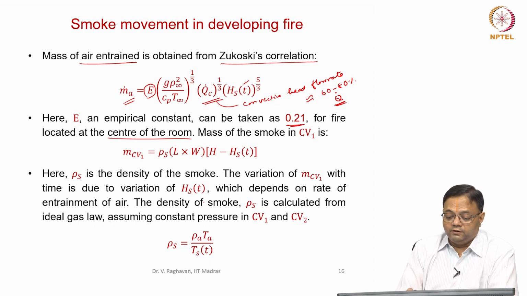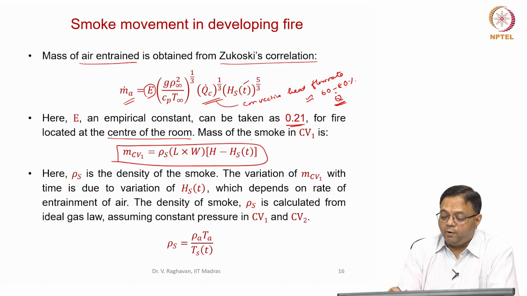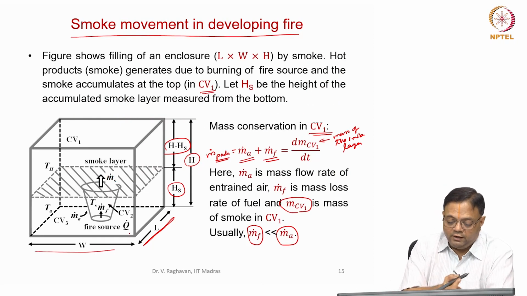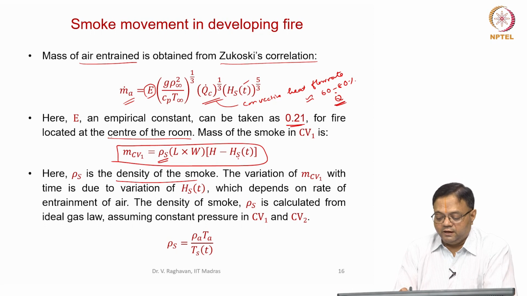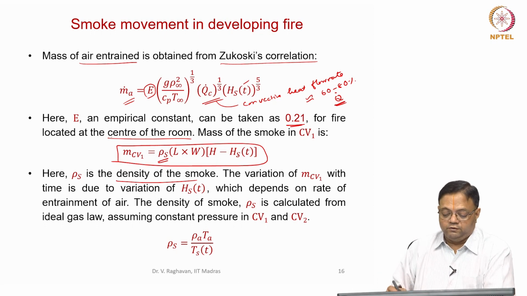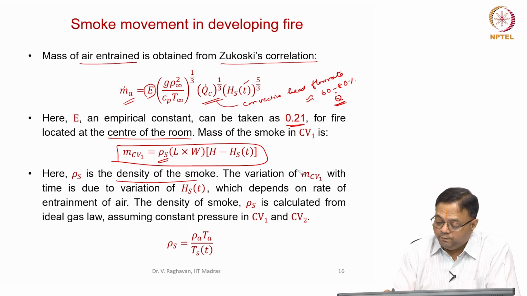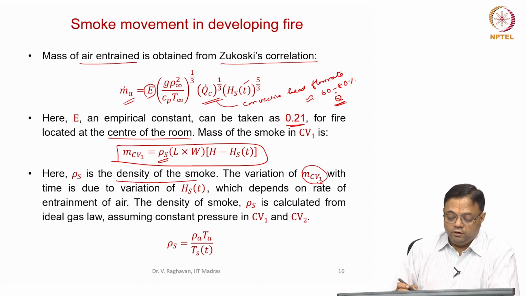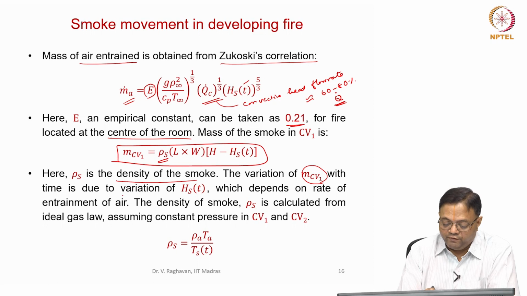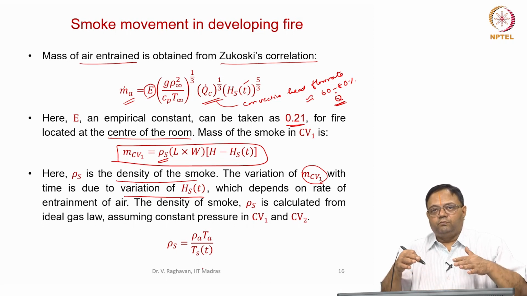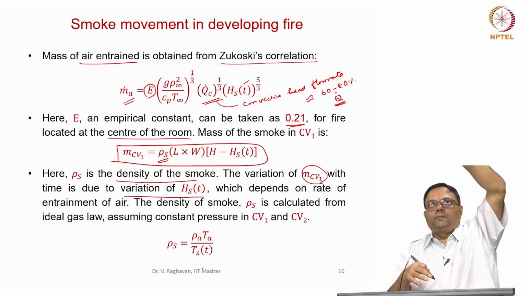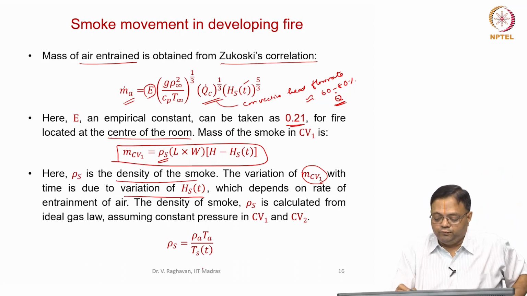Now considering this, the mass of the smoke in the control volume will be equal to the density of the smoke, rho S, into L into W, that is the cross-section area, into H minus Hs. So H is constant, but Hs will vary as the smoke layer descends. The variation of MCV1, the mass of the smoke, is due to the descending of the smoke layer, that is the variation of the Hs with time. Initially the smoke layer accumulates at the top and comes down, and you will see the variation in the Hs that can be substituted here.